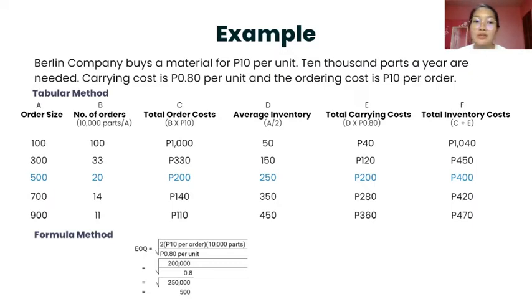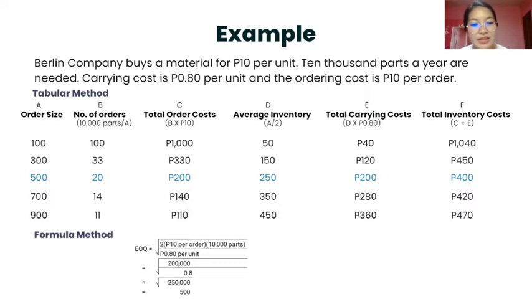And then, kung i-add ang total order cost and carrying cost, we will now arrive at the total inventory cost. So, dinhi na din ta magtan-aw if ahash sa ani nga mga order size ang pinakagamay o inventory cost. And we have determined here ang 400 pesos. So, ang EOQ nato is with the order size of 500.